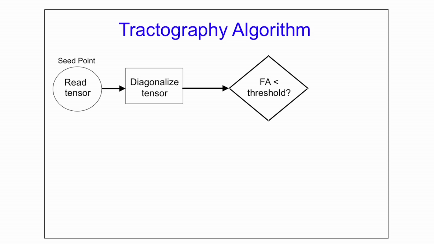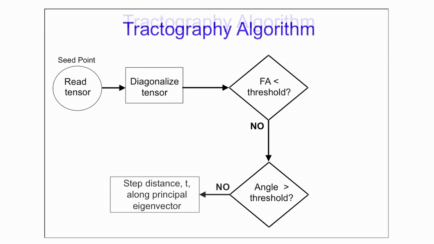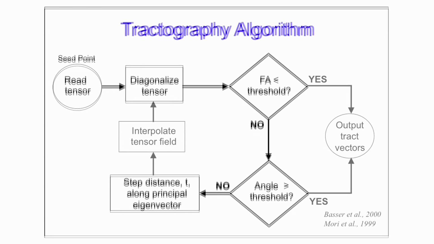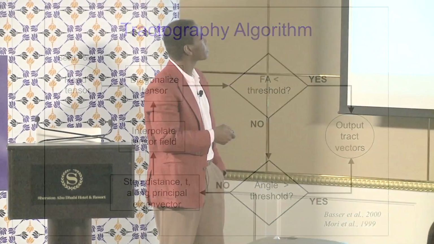If the fractional anisotropy is high enough, we go on to the angle criteria, make sure that the angle that we're going to go through is no more than 45 degrees. If that's the case, then we step onto that pixel and then do the same thing for that pixel by generating the matrix, by diagonalizing the matrix corresponding to that pixel in order to step onto the next one. Okay? And after we finish all this process, we output the tracks. And this is a method that was proposed by 2 researchers at Hopkins and at NIH.